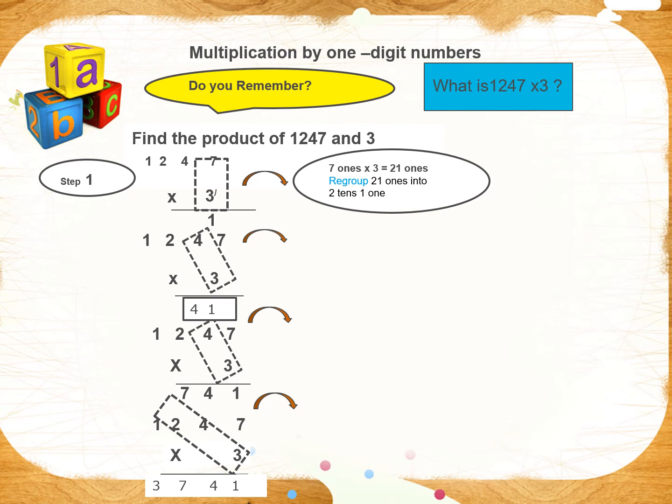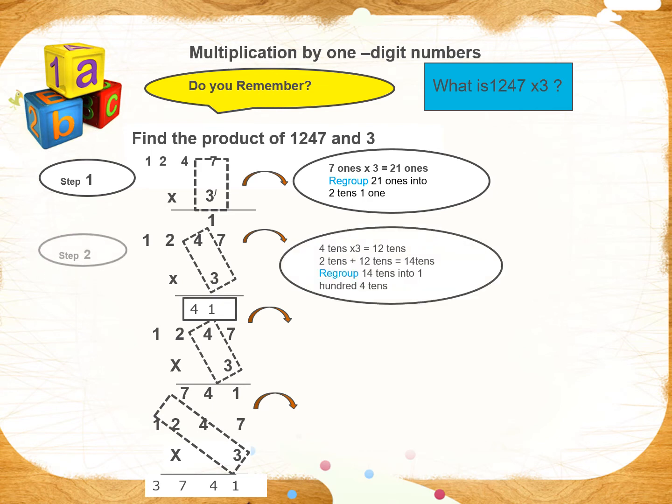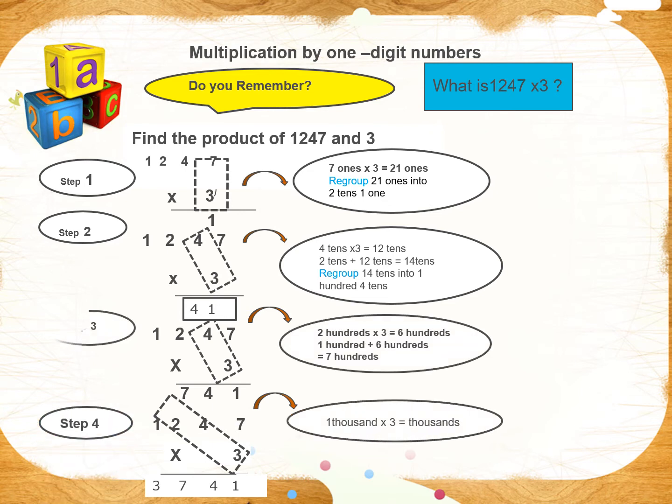The second step, 4 tens multiplied by 3. So we get 12 tens. Then 2 tens plus 12 tens equals 14 tens. So regroup 14 tens into 1 hundred and 4 tens. Right. And the next step, step 3.